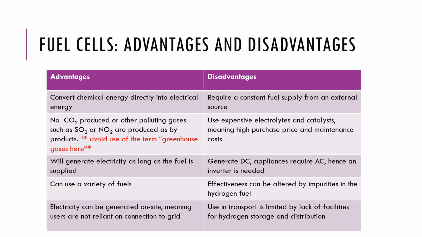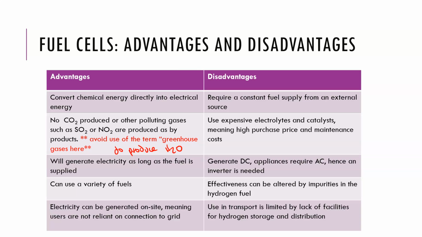Okay, we want to avoid the use of the term greenhouse gas here because they do produce H2O, and H2O is a greenhouse gas. So if you say that they don't produce any greenhouse gases, you will be penalized in VCAR exams because water is a greenhouse gas as a vapor. So we want to keep it to emissions such as carbon dioxide, sulfur dioxide, or nitrogen dioxide. Carbon dioxide, of course, contributing to the greenhouse effect and ocean acidification. SO2 and NO2 being contributors to acid rain and other air pollution.